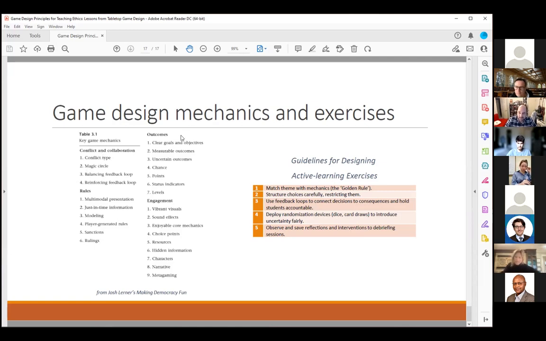Some of the key ideas: you want to create some clear rules. Maybe that should come before matching theme with mechanics, because a lot of instructors don't think about that. They don't think about the classroom environment as rule-based. They think of it as free-flowing discussion, and that's all. That's one tool, and that one tool you have is to have an open discussion.